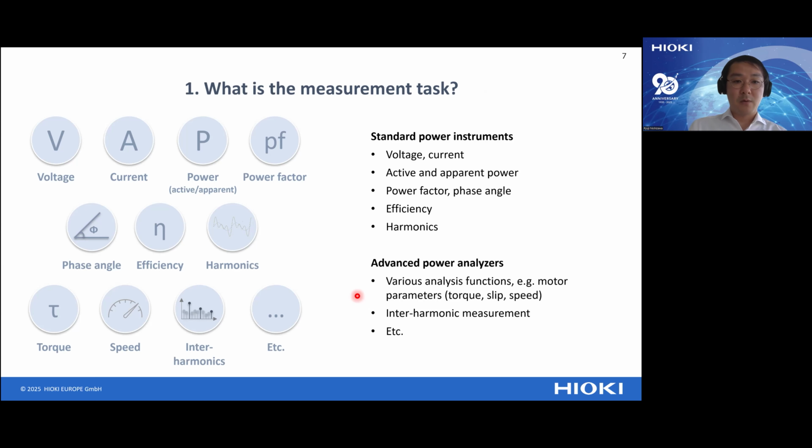A standard power instrument can handle voltage, current, power, efficiency, and harmonics. But if you need more advanced measurements like torque or speed, you will need a more advanced power analyzer. So clearly defining your measurement needs will help you choose the right instrument.